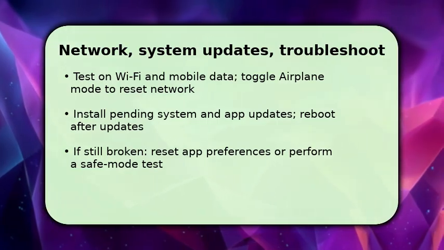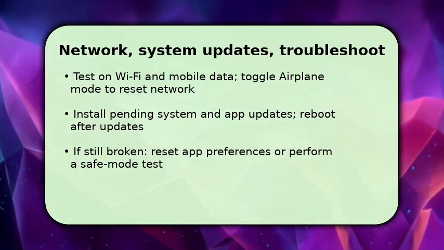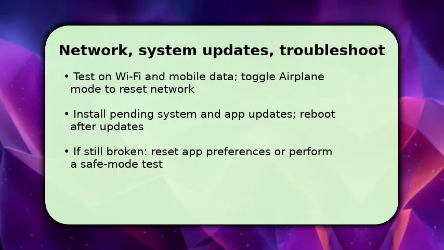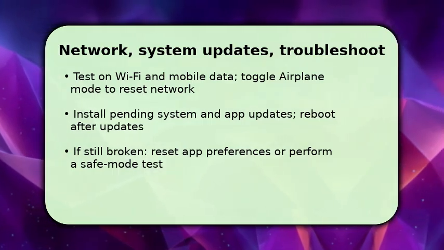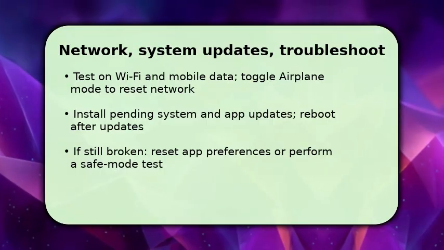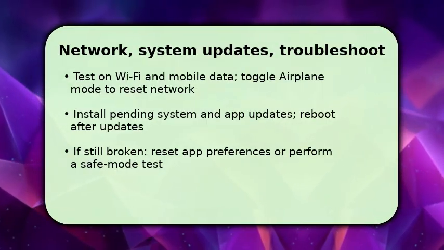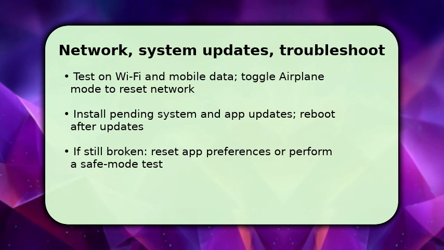If problems persist, reset app preferences to restore disabled notifications or boot into safe mode to find interfering apps. One key troubleshooting tip: if safe mode shows notifications working, uninstall recent apps added before the issue.